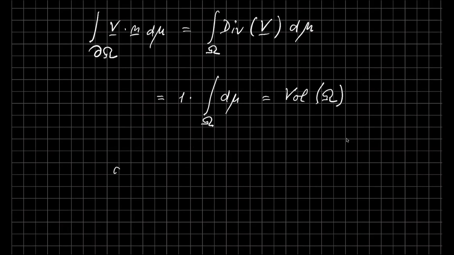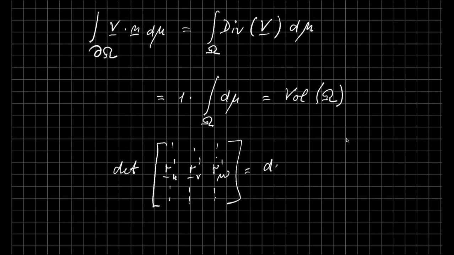And the Jacobian I get from the determinant of this matrix. This is R prime U, R prime V, R prime W, where these are the columns of this matrix here. So this will be the determinant.